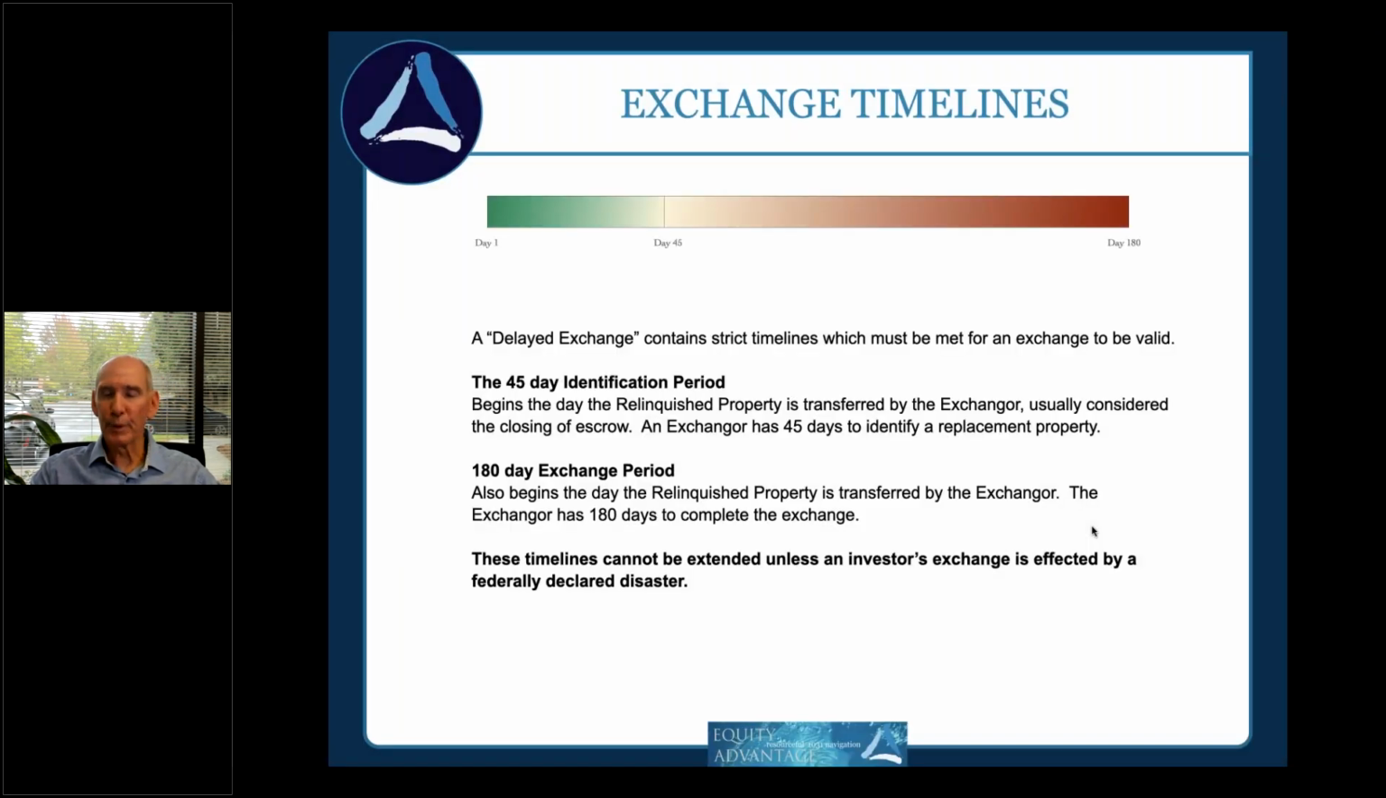So the timelines, biggest headache with any exchange, 45-day and 180-day. 45-day ID period, 180 days total time to get it done. Reverses have the same 180-day timeline, and really you've got 45 days from acquisition to ID what you're actually going to be relinquishing in that situation. So it's just the opposite.